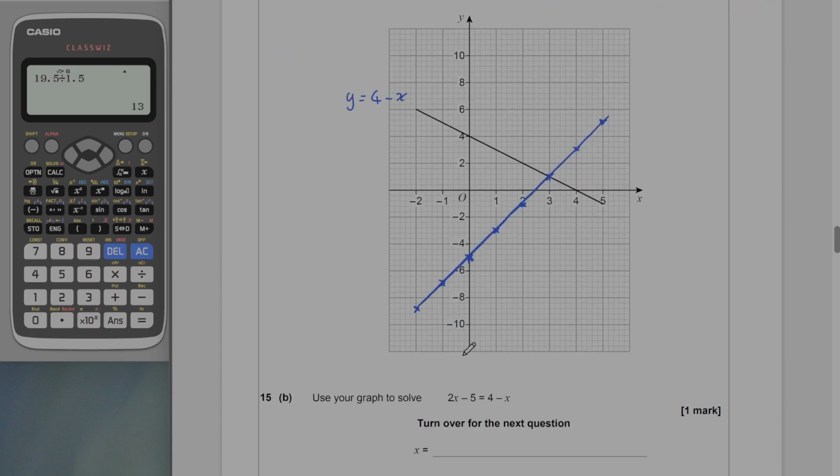Okay, use your graph to solve. So we've got the solution for y is equal to 2x minus 5. So we've got this part here, and we've got this part here. And then being equal, after the intersect, the x value when they cross is 3.